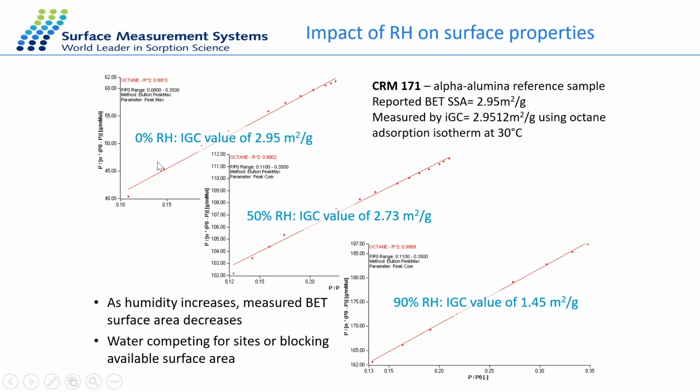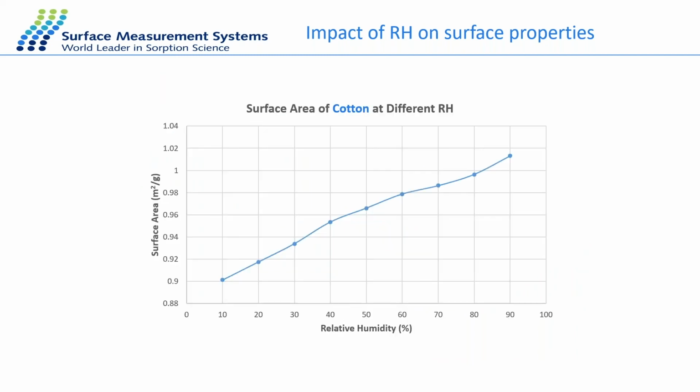You can see how this relative humidity affects the available surface. Because if there's humidity, water vapors will adsorb on the surface and will block the available sites, reducing the available surface area.